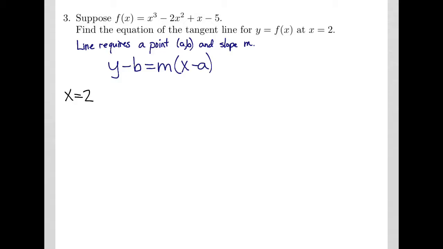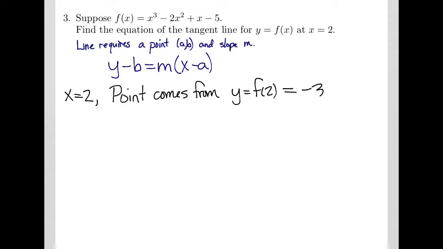So to find the point, I need to use my function. And so if I put 2 into my function, 2 cubed gives me 8, minus 2 times 4, the 8's cancel, so I get plus 2 minus 5. My y value is negative 3. And so my point is the point 2, negative 3.